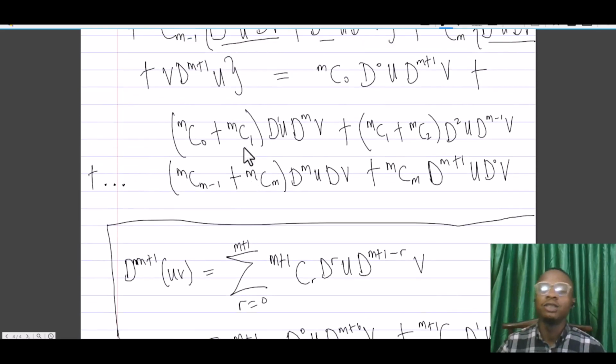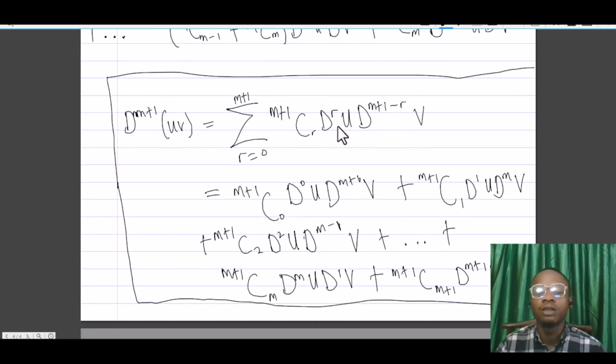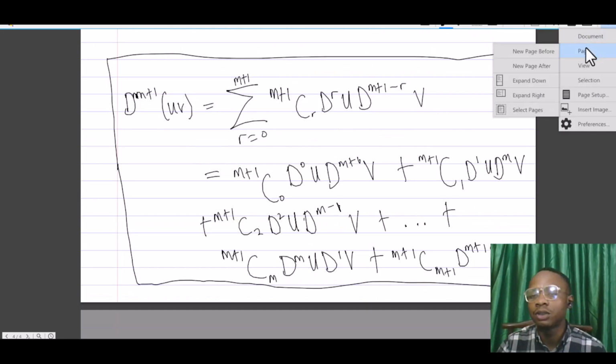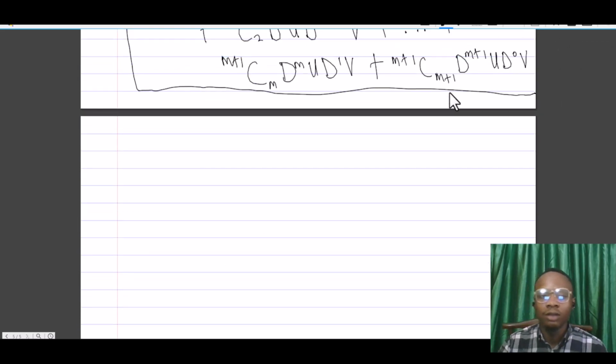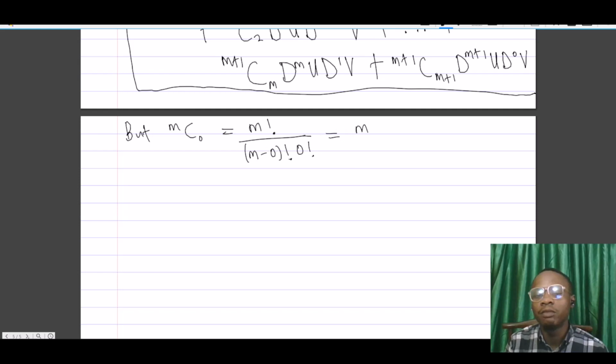So those are the issues we need to sort out now. So we now say that let's add an additional page to proceed. So we say that m combination 0, by our definition, is meant to be m factorial all over (m minus 0) factorial, multiplied by 0 factorial. So whatever this is, it's just m factorial over m factorial multiplied by 0 factorial, which is 1.